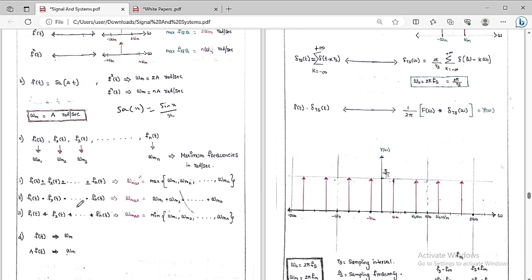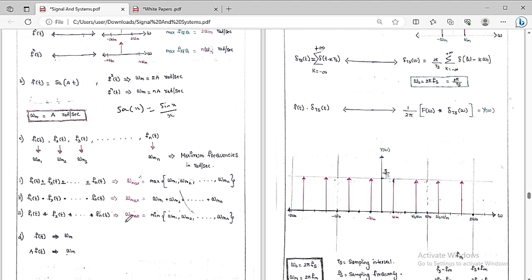Suppose you are doing the product in the time domain, then it will become convolution in the frequency domain. Convolution in the frequency domain means addition. So do the addition of all these frequencies, and this will become the maximum frequency for this overall signal. Convolution in the time domain leads to the product in the frequency domain, and the product means the minimum value. So the maximum frequency is the minimum value out of all these frequencies, which is the maximum frequency present in this overall signal.